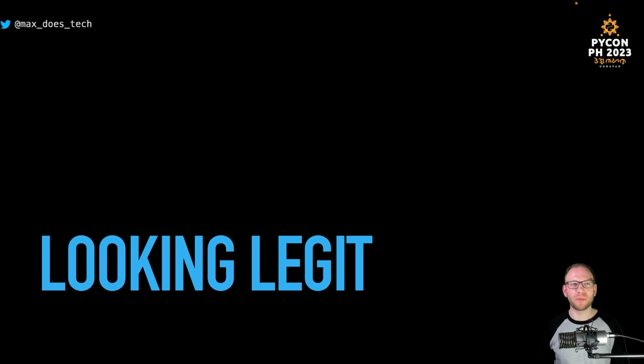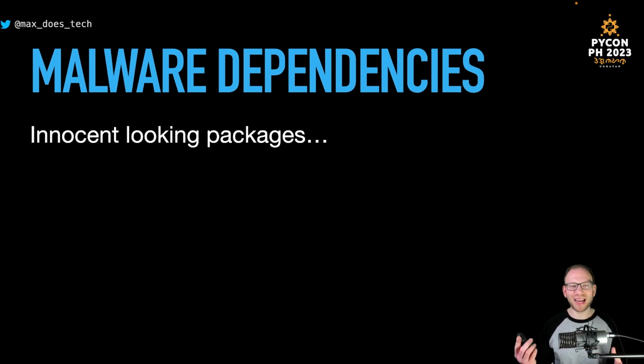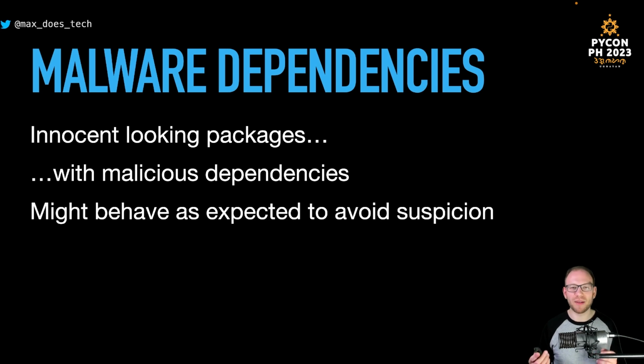Now let's talk about how we can make these things look legitimate and how these things are actually made to look legitimate. So one technique is having malware as dependencies. And how this works is you have an innocent looking package, but actually that package includes some dependencies which are malicious. Now this thing might actually behave as you expect, as normal as you expect the normal package to, just to avoid suspicion. But actually that means that when you run it, it's going to do some bad stuff to your machine.